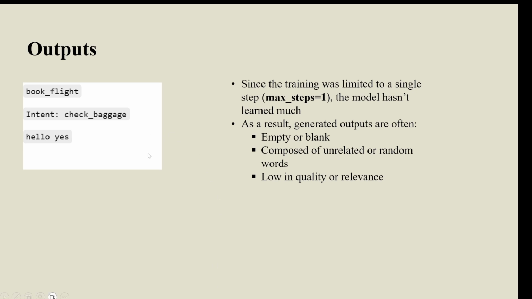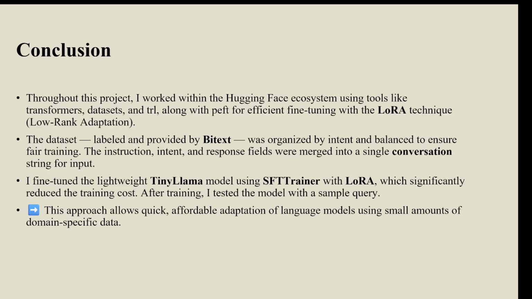So our output looks like this. Since the training was limited to a single step, the model hasn't learned much. As a result, generated outputs are often empty or blank, composed of unrelated or random words, or low in quality or relevance.